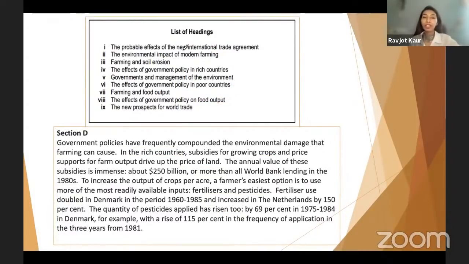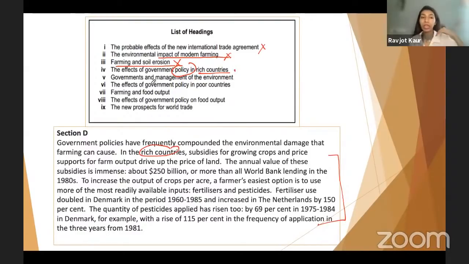The probable effects of the new international trade, does this talk about this? Not yet. What about impact of modern farming? No. Farming and soil erosion? No. Effects of government policy in rich countries? Yes, this paragraph talks about rich countries and the policies about it. So we'll keep this heading.